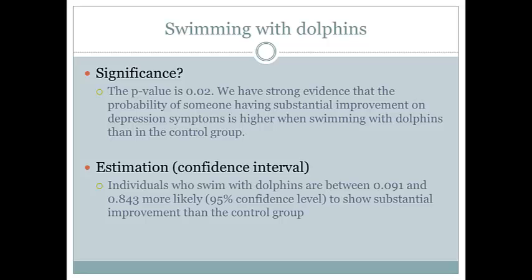Next, estimation. Compute a confidence interval and interpret it. Individuals who swim with dolphins are between 0.091 and 0.843 more likely to show substantial improvement than the control group. That's at the 95% confidence level.